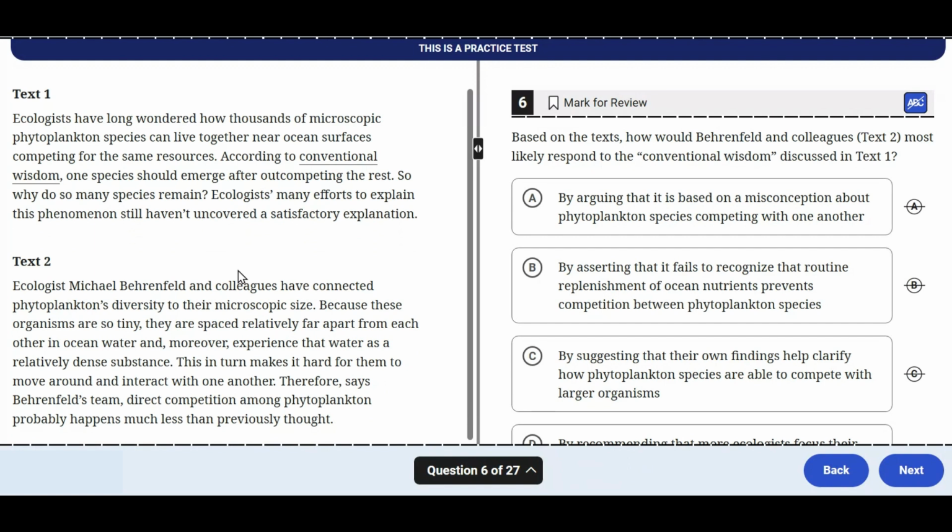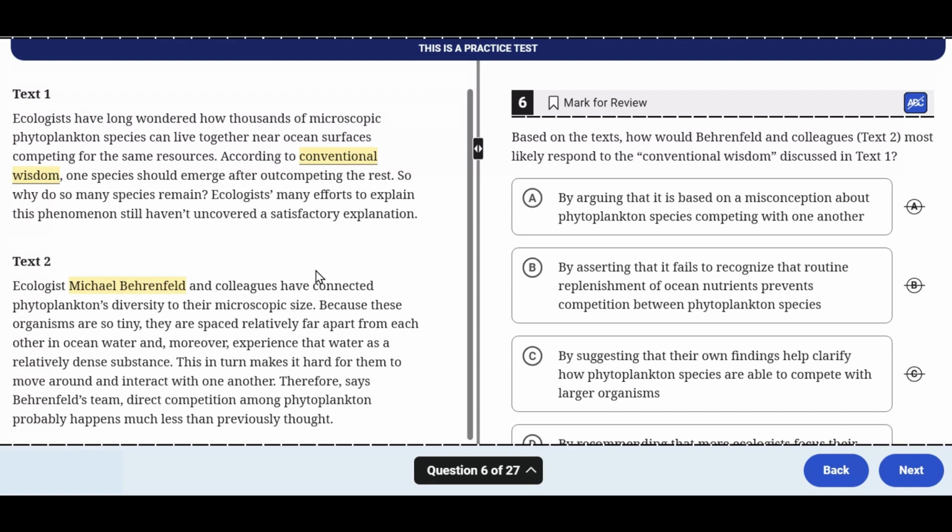So first step is, of course, reading the question. Based on the texts, how would Barenfeld and colleagues from text 2 most likely respond to the conventional wisdom discussed in text 1? So there's conventional wisdom mentioned here, and how would Michael Barenfeld and colleagues respond to that conventional wisdom. So think about that as we're reading through the passage.